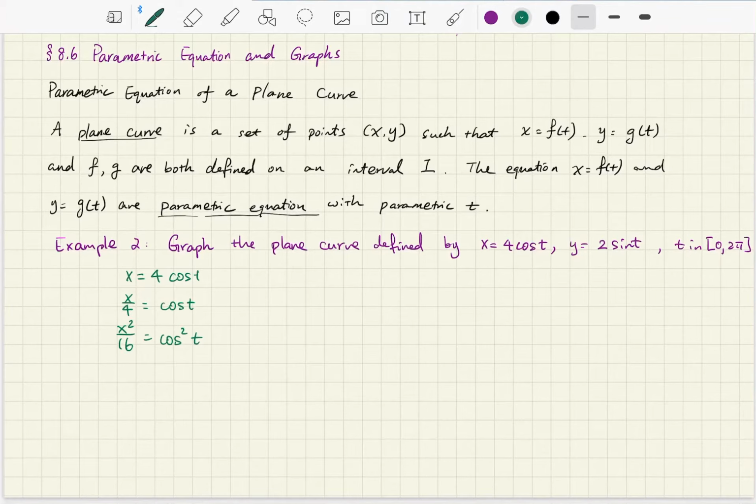On the other side, I'm going to find y equal to 2 sine of t. I will repeat the same thing, divide by 2 to get sine of t itself, squaring both sides to have sine squared t equal to y squared over 4.